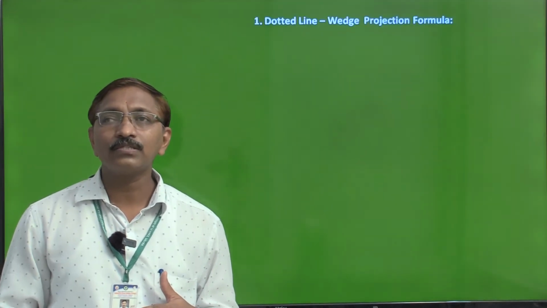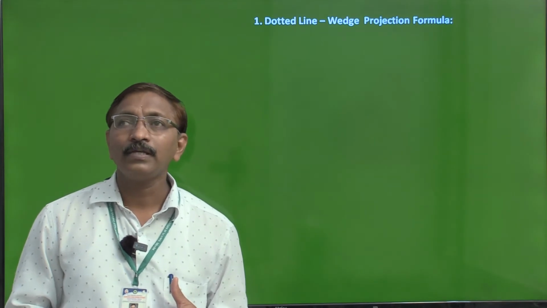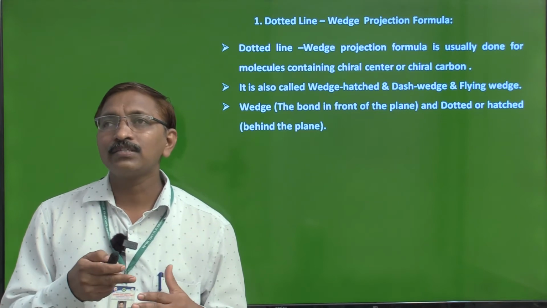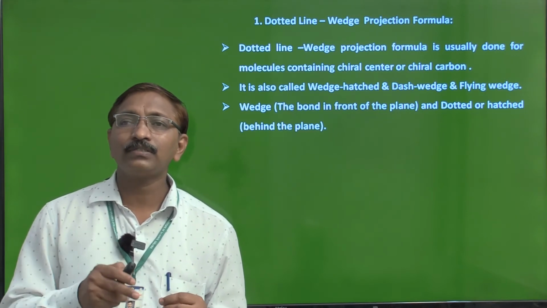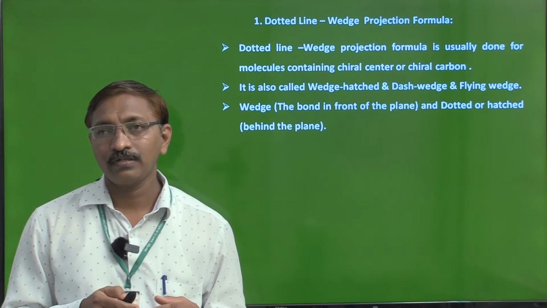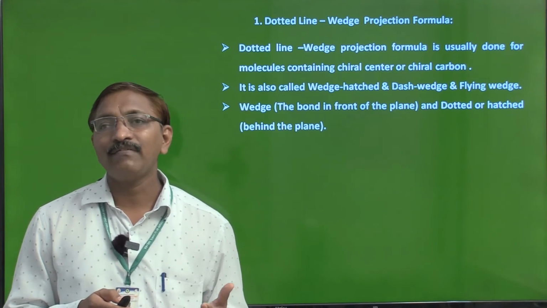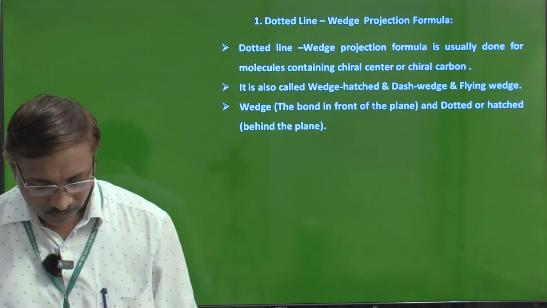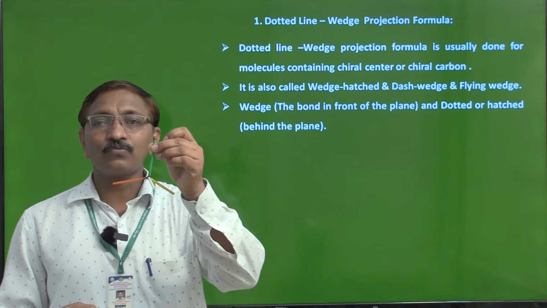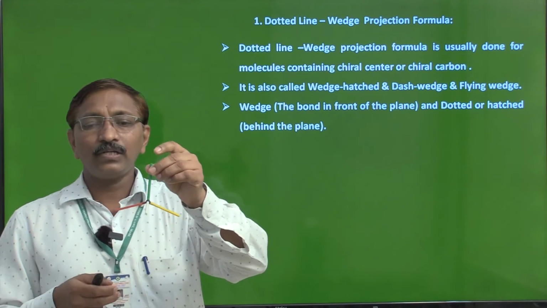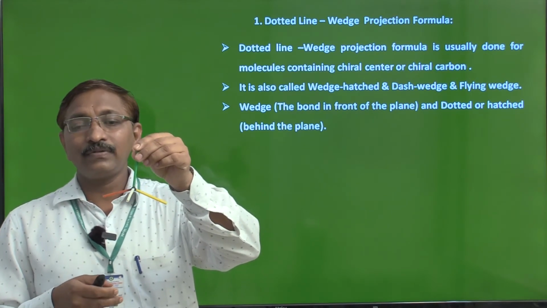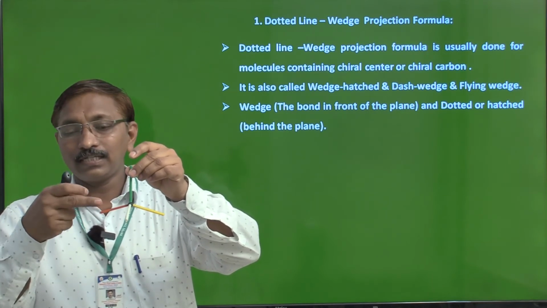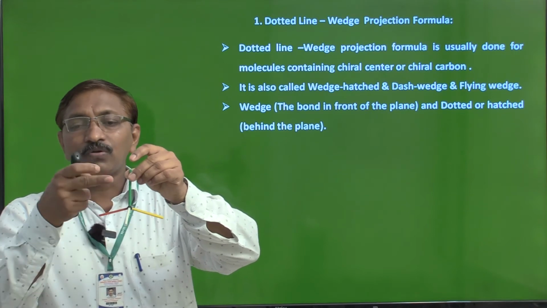The first is the dotted line wedge formula. Here the dotted line wedge projection formula is generally explained on the basis of a molecule containing a chiral center. As we know, the chiral carbon has 4 different groups, and we can represent this structure on the basis of a ball and stick model. Here we can observe the ball and stick model, in which the carbon having 4 different groups is represented by 4 different colored sticks: red, white, yellow and green.